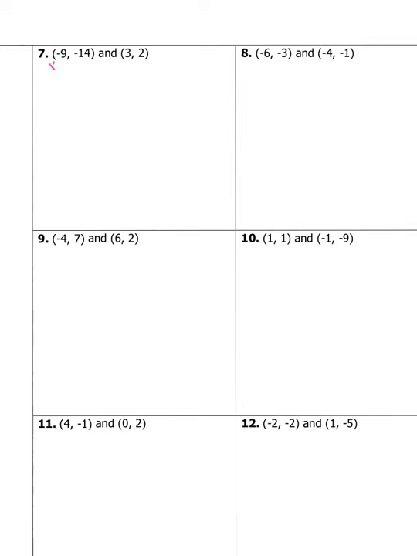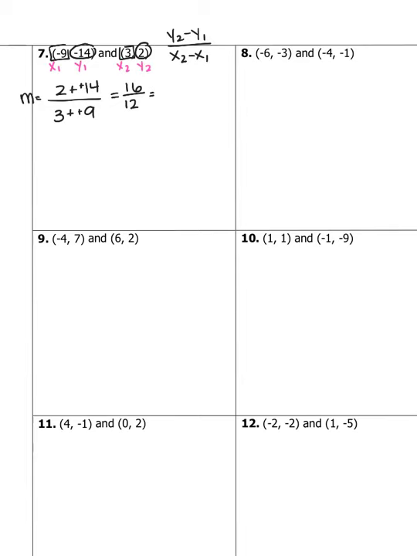All right, so step 1 says label your coordinates, x1, y1, x2, y2. Then it wants you to plug it into the slope formula to find your slope. So remember, our slope formula is y2 minus y1 all over x2 minus x1. So if we plug our y2 in first, it would be 2 minus my y1 is negative 14 all over, then it says to do x2 minus x1. So this is our slope. So 2 minus negative 14 is like 2 plus 14, which is 16. 3 minus negative 9 is like 3 plus 9, which is 12.